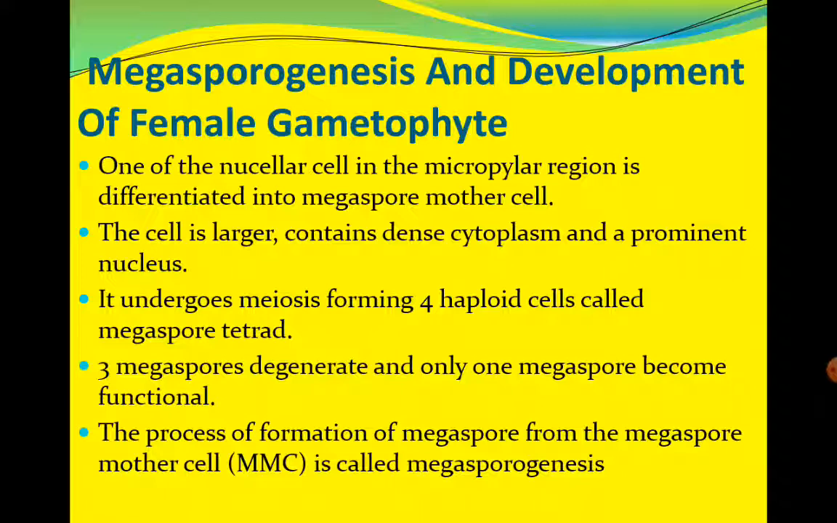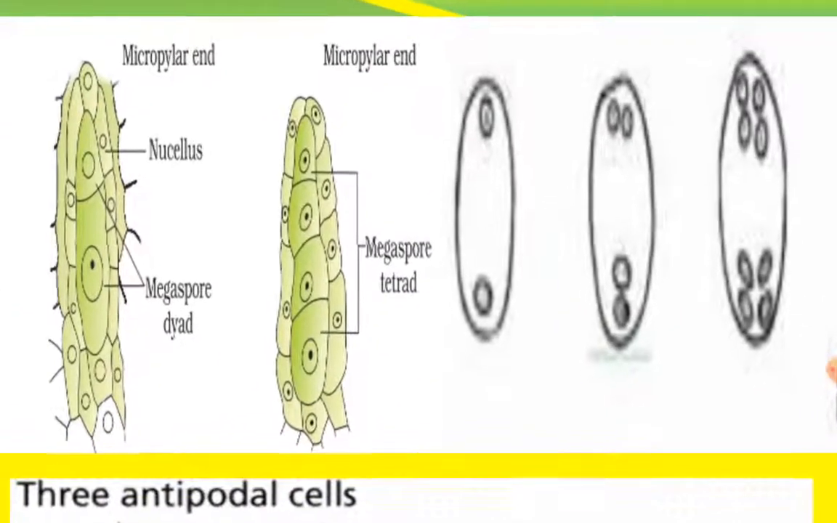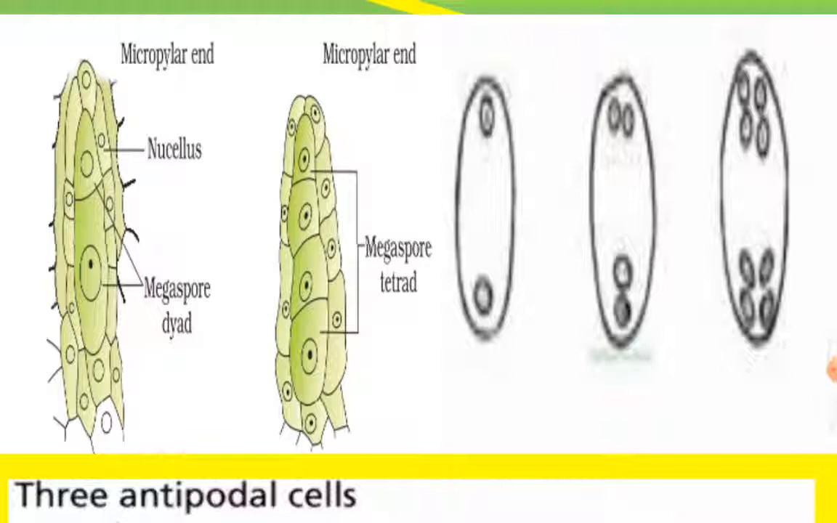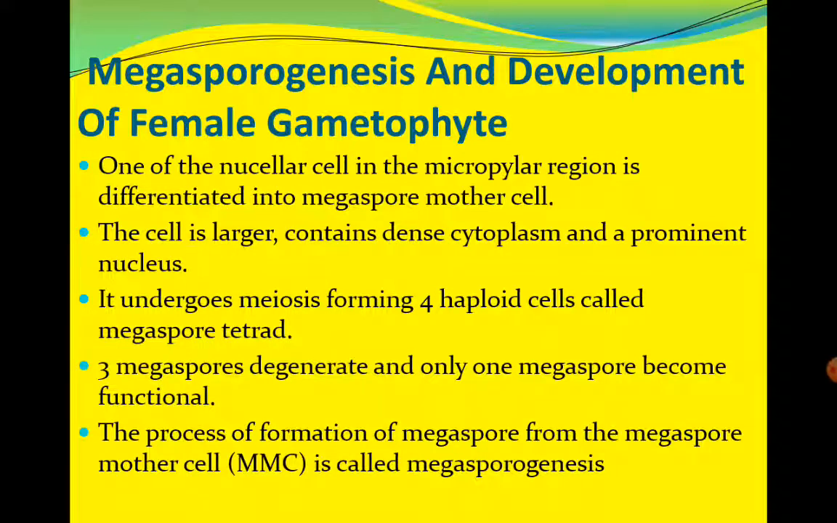Earlier we have discussed the microspore tetrad. There is one difference in their structure. You can see in this diagram that the megaspore tetrad is linear in nature, but the microspore tetrad is tetrahedral in nature. Of the 4 megaspores, 3 degenerate and only one becomes functional, and that functional megaspore again undergoes mitosis.